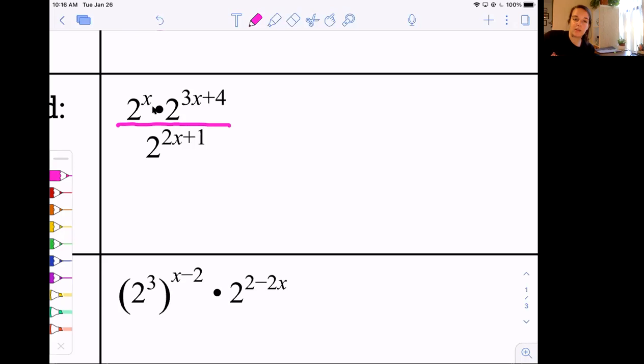Yeah, I'm going to add them together because I have multiplication. So I would have 2, and then 1x plus 3x would be 4x, plus that 4 in the end. Right, so I'm adding these two together. I'm still dividing by 2 to the 2x plus 1.